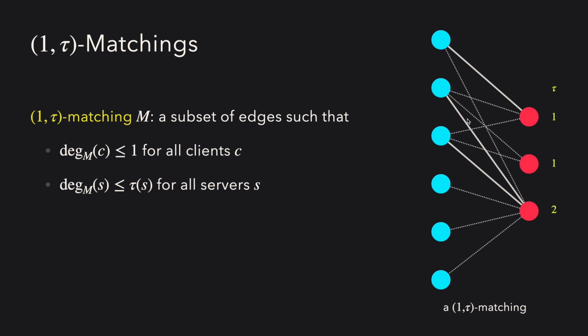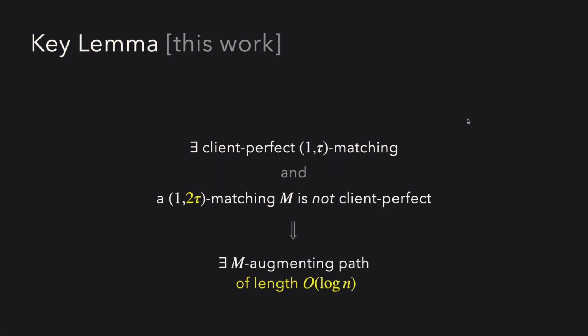The key lemma we saw in the previous section of the talk extends to 1-tau matchings too. If there exists a client-perfect 1-tau matching, then a matching which allows a factor of 2 slack in its server capacities is either client-perfect or contains a short augmenting path. The proof follows in exactly the same lines as before.